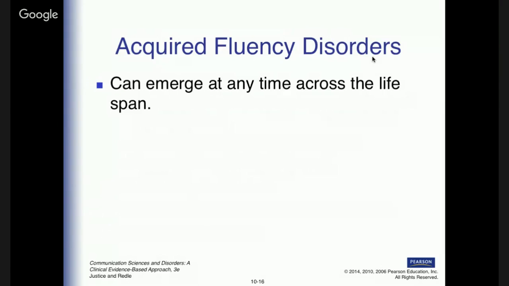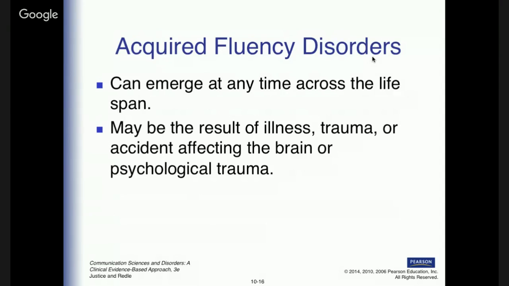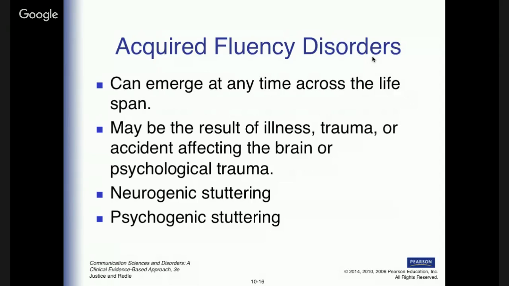Now, we've really been talking about stuttering that starts between ages 2 and 5, and then either the kids recover or they don't recover, and the stuttering grows and changes over time. But we also have acquired fluency disorders, and these can be the result of illness, trauma, or accident affecting the brain, or even psychological trauma, but that's rare. So neurogenic stuttering: someone has a head injury, or a TBI, a stroke, a tumor, and that actually leads to stuttering, kind of like we learned about when we were talking about aphasia a little bit.